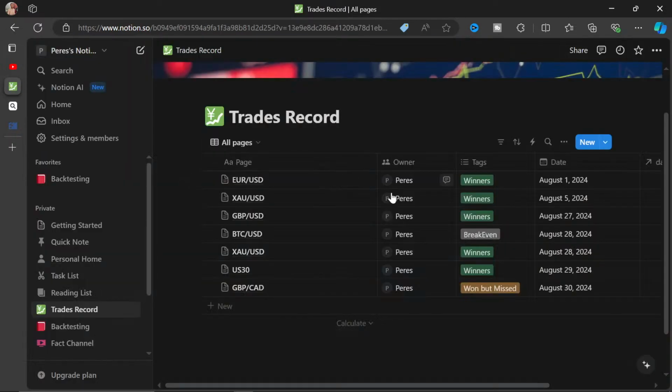And also learn to document your trades. Like I always take document of my trades. You can see for August so far. August has been great so far.